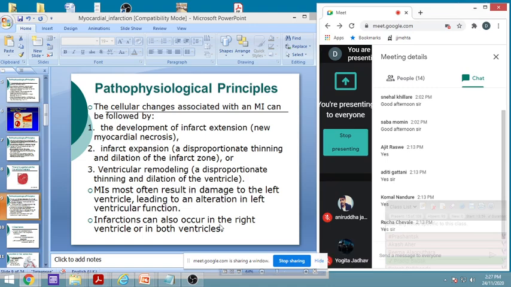Then myocardial infarction most often results in damage to the left ventricle, because you can imagine it has to pump for the whole body. So the left ventricle has more thickness, more work, more pressure, and therefore it can be very dangerous. It leads to alteration in left ventricular function. Infarction can also occur in the right ventricle, or in both ventricles simultaneously. It will depend, but maximum it occurs in the left ventricle, because contractions are more forceful, wear and tear is more, friction is more. So the left ventricle is more prone.